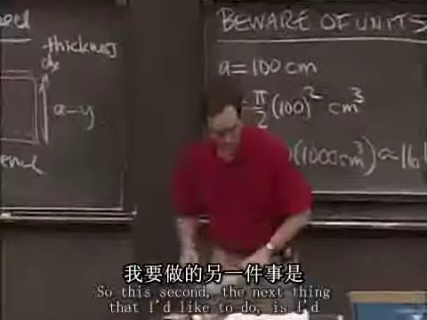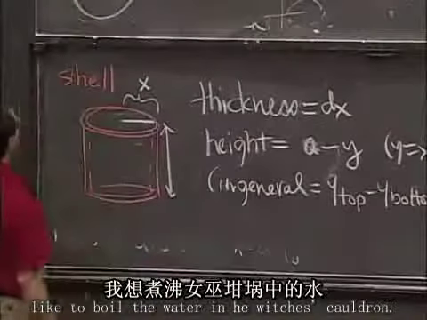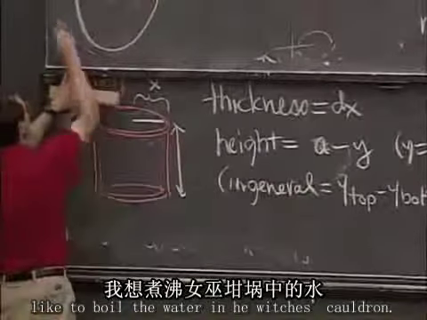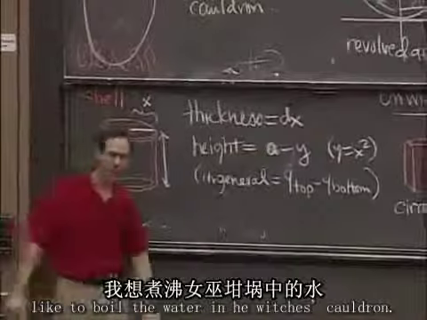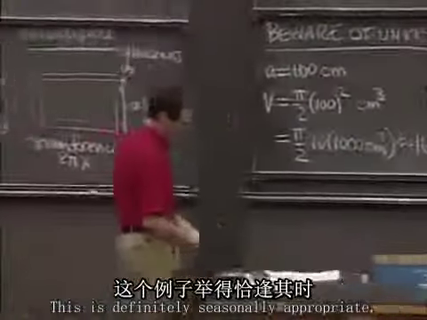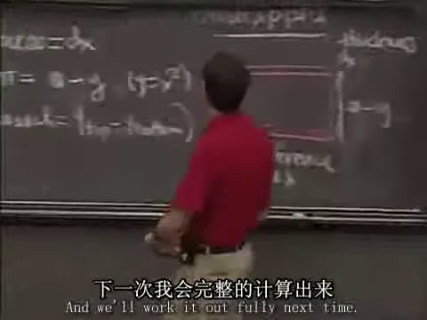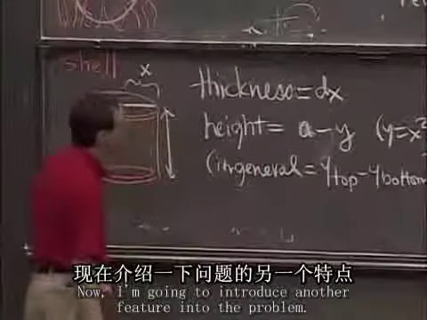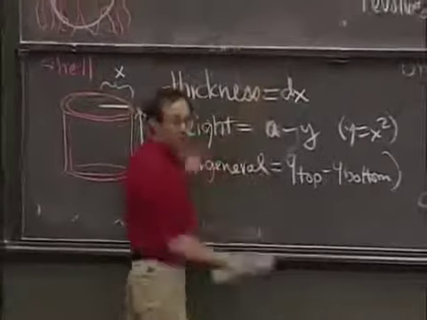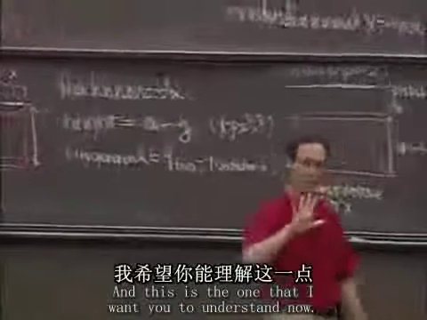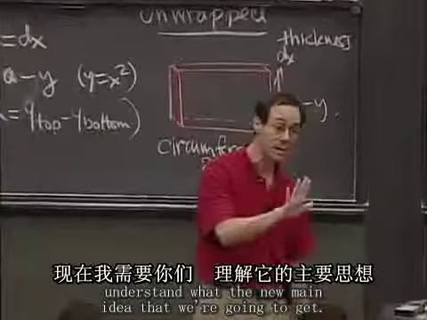So the next thing that I'd like to do is boil the water in the witch's cauldron. This is definitely seasonally appropriate since we're approaching Halloween, and we'll work it out fully next time. Now, I'm going to introduce another feature into the problem, and this is the one that I want you to understand now. We'll set it all up tomorrow, but right now I need you to understand the new main idea that we're going to get.